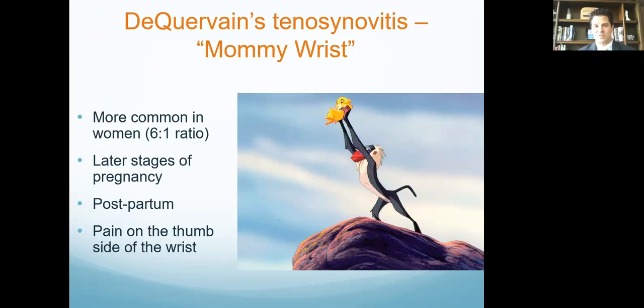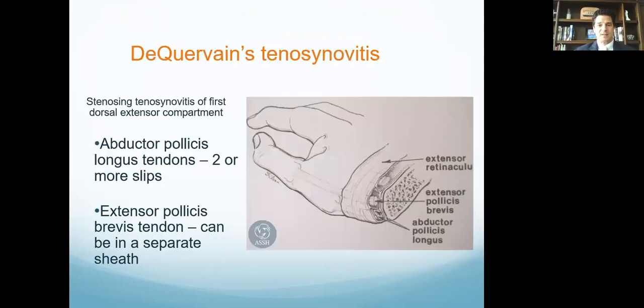Again, about a 6-to-1 ratio in that respect. And I'm going to show you some pictures, but it's pain along the thumb side of the wrist. We suspect picking up the baby constantly is one of the sources, and that's why it got that nickname. So this is just a little picture, if you can see, and I included the fancy names of these things on the slide just in case you ever hear it. But stenosing tenosynovitis, all that means is things are getting a little stuck because they're really inflamed and it hurts.